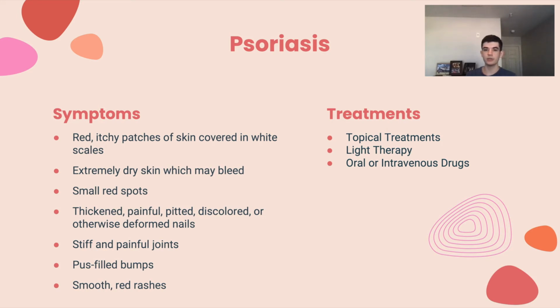Topical treatments are used for mild psoriasis and help reduce the swelling and skin growths. Light therapy is exposure of skin to UV light, which can reduce inflammation and slow skin growth. Oral or intravenous drugs are used for severe psoriasis. These drugs typically target and suppress the immune system.